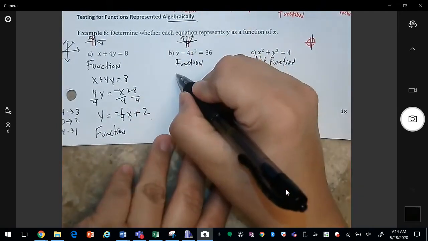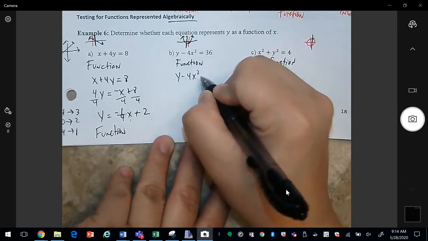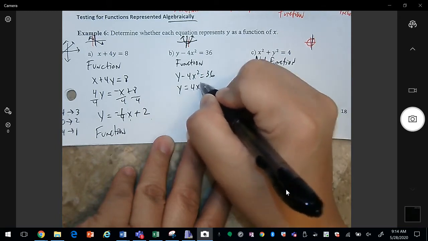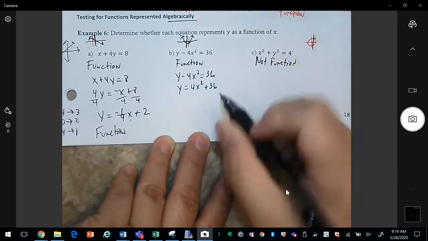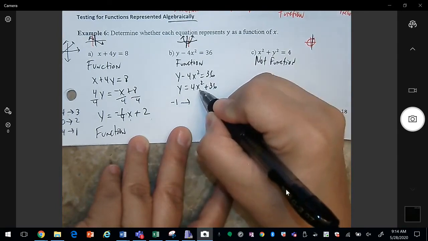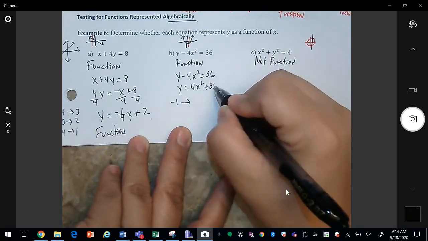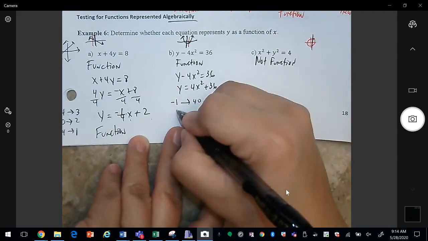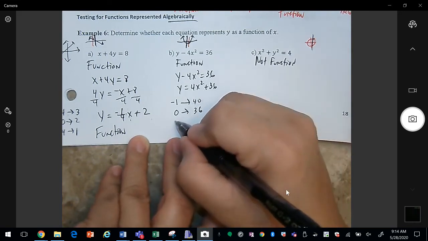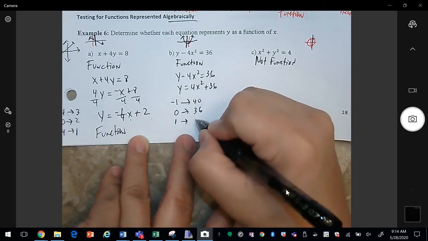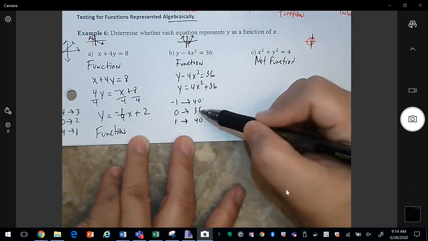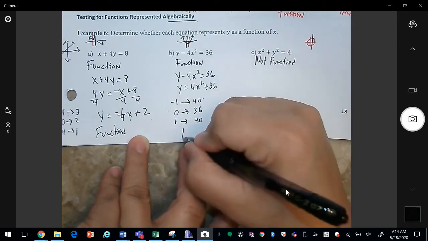Same with letter B. What you want to do is solve for y. So I'm going to add 4x on both sides. And again, if you enter, let's say, a -1, that is going to be a +1 plus 4 plus 36, which would be 40. If I enter 0, then I get 36. If I enter 1, then I get 40 again. So notice -1 goes to just one thing, 0 goes to one thing, 1 goes to one thing. So this is going to be a function.